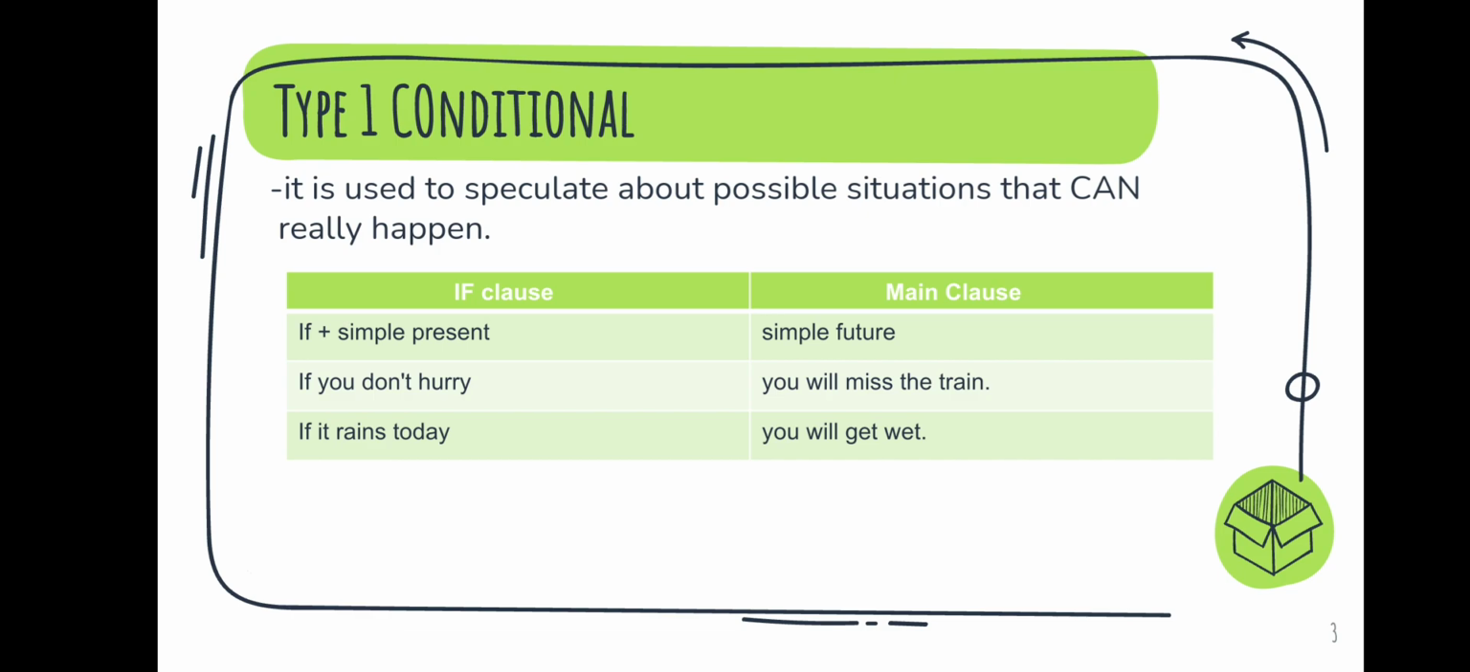And in type 1 conditional sentences, you can also use modals in the main clause instead of the future tense to express the degree of certainty, permission, or a recommendation about the outcome.